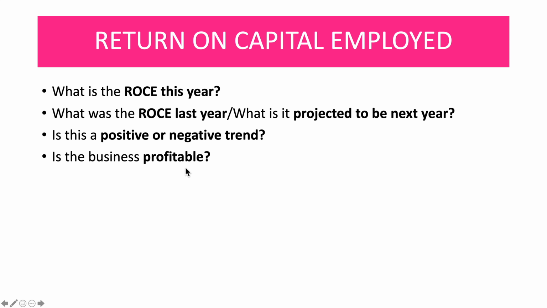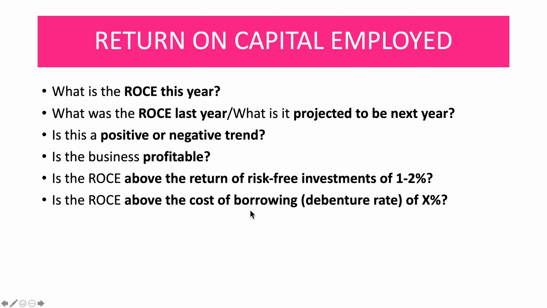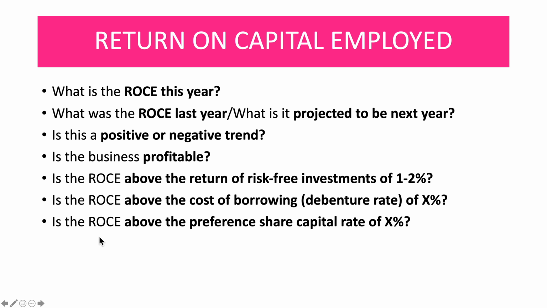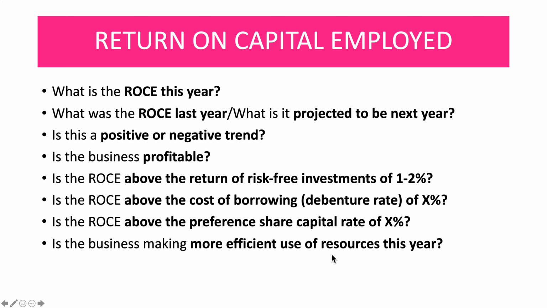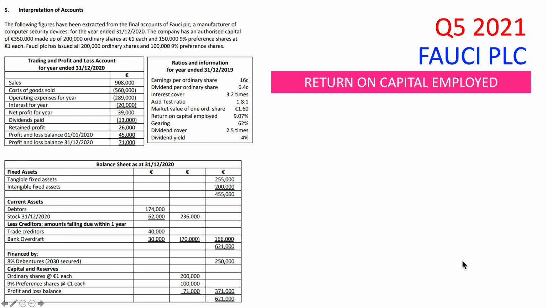Is the business profitable? Is the ROCE above the return on risk-free investments of 1 to 2%? Is it above the cost of borrowing, the debenture rate of whatever percent it was? Is it above the preference share capital rate of whatever percent? Is the business making more efficient use of resources this year than it was last year? Based on the trend, can the business repay their debentures in whatever year they need to be repaid? And you'll find that information down in the balance sheet.